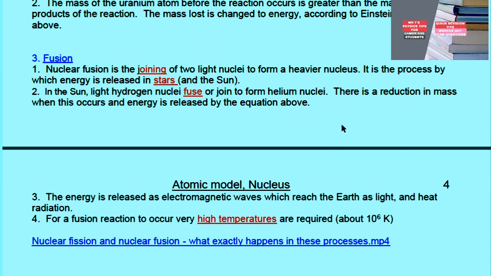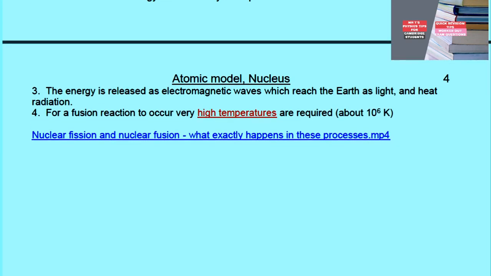Okay, so the equation is of 2 hydrogen atoms combining to form 1 helium nucleus. And large sums of energy are released in the process. The energy is released as electromagnetic waves which reach the earth as light and heat radiation. For a fusion reaction to occur, very high temperatures are required, about 10 to the power of 6 kelvins. Currently, the challenge that we are having is getting a vessel that can withstand this great temperature.